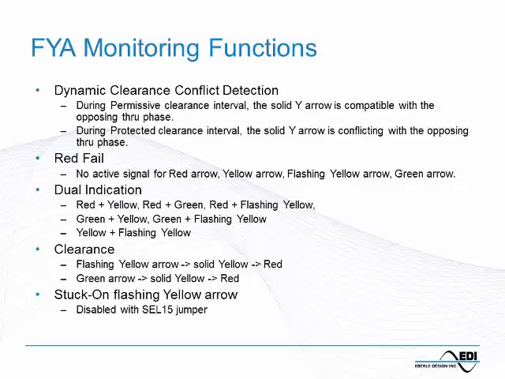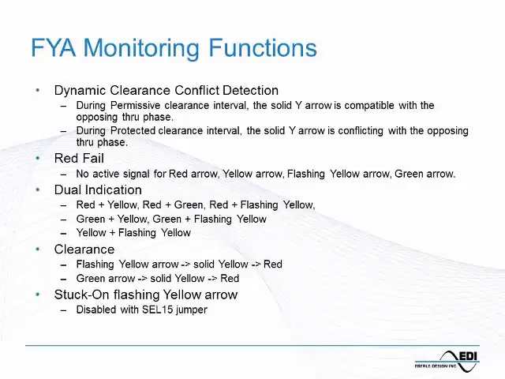So again, we involve both channel pairs in the protected sequence. We also will detect when the flashing yellow arrow is stuck on. If it's stuck off, it'll be detected as a red fail. If it's stuck on, the monitor will detect that as a separate monitoring function. That's built into the firmware.